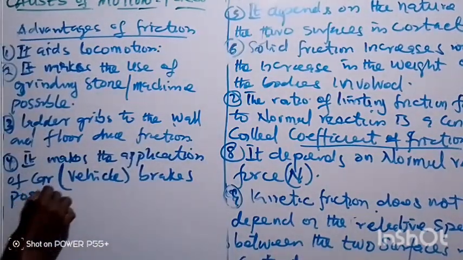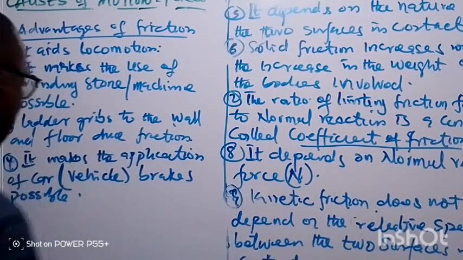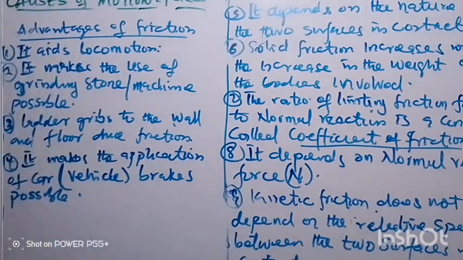That is, when the car brake is applied, the tire will grip or hold to the tar road due to friction. If there is no friction, then the tire will not be able to hold to the tar road. So it makes the application of car or vehicle brake possible.